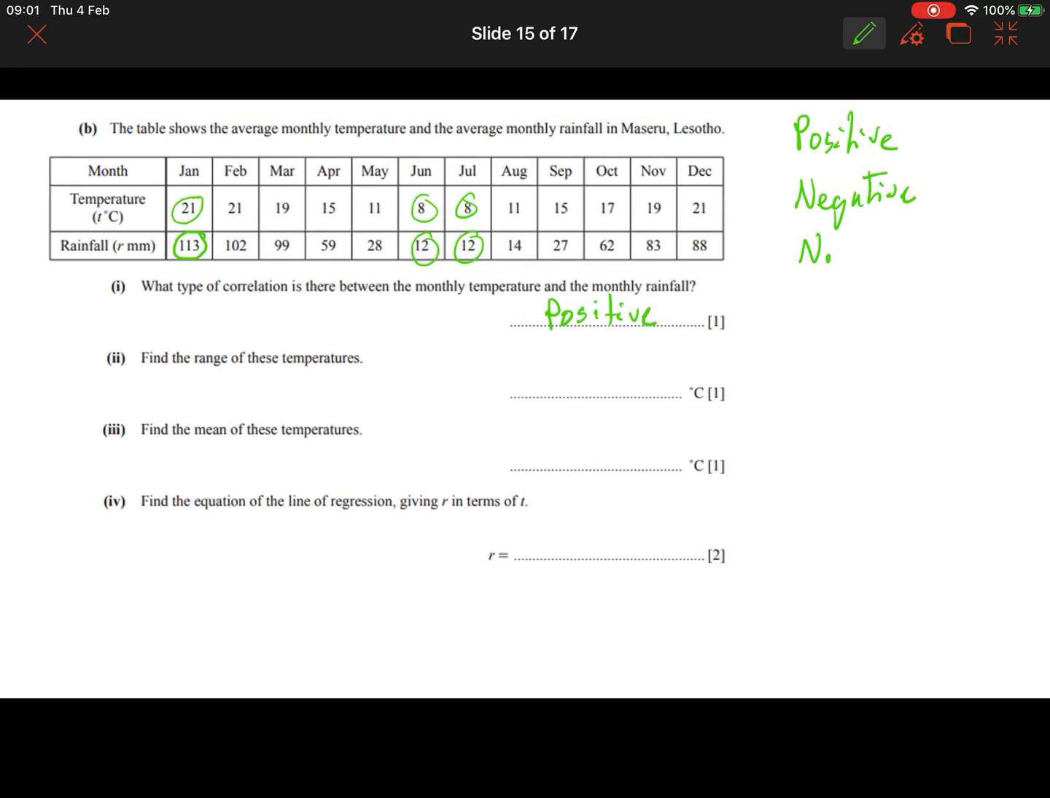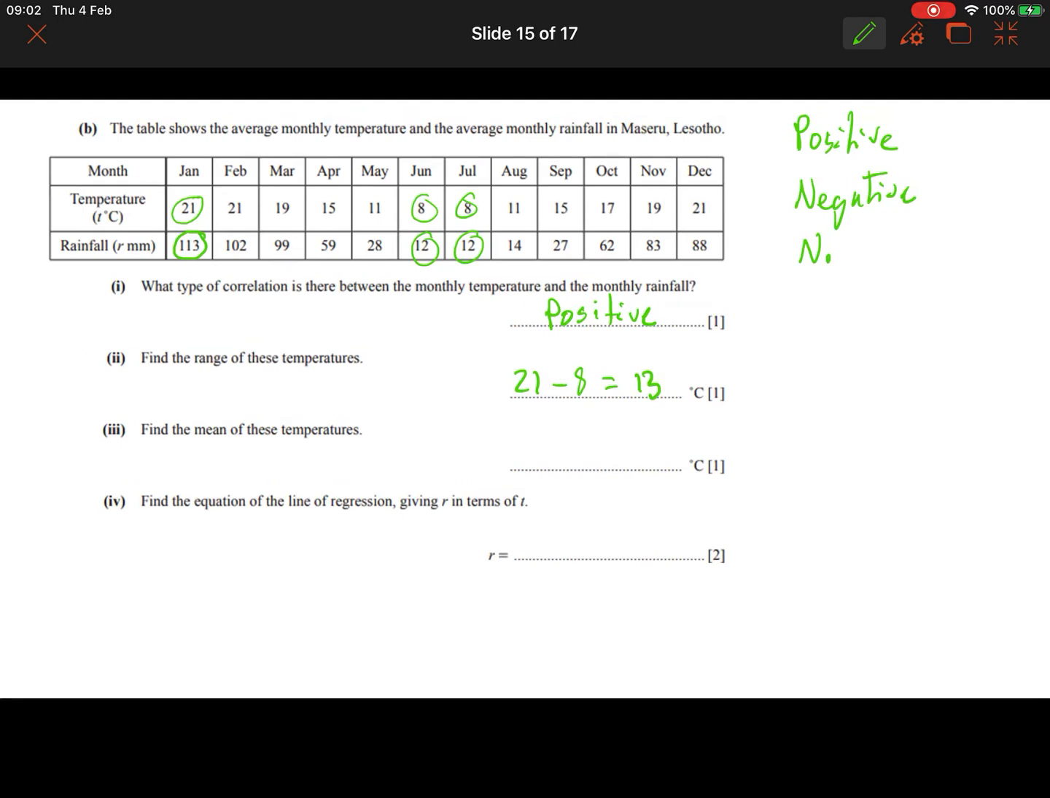Find the range of the temperatures. Well, range just means biggest minus smallest. So the biggest temperature is 21. The smallest temperature is 8. So 21 minus 8 is equal to 13. So the range of the temperatures is 13.